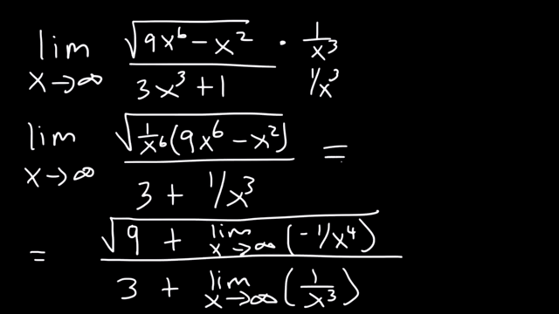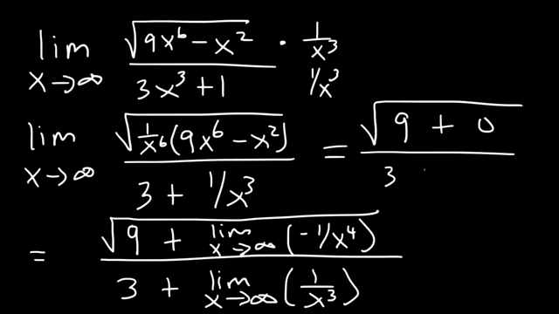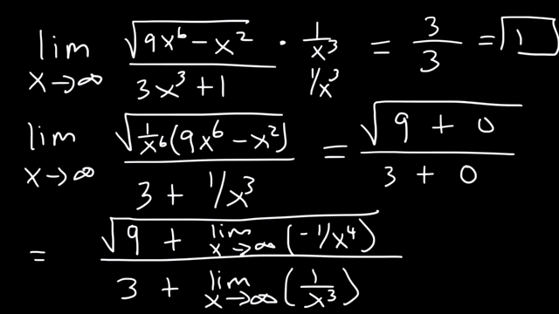So this is going to become the square root of 9, and the limit as x approaches infinity for 1 over x to the 4th, that's going to be 0. And for 1 over x cubed, that's going to be 0. And then the square root of 9 is 3. So 3 divided by 3 is 1.